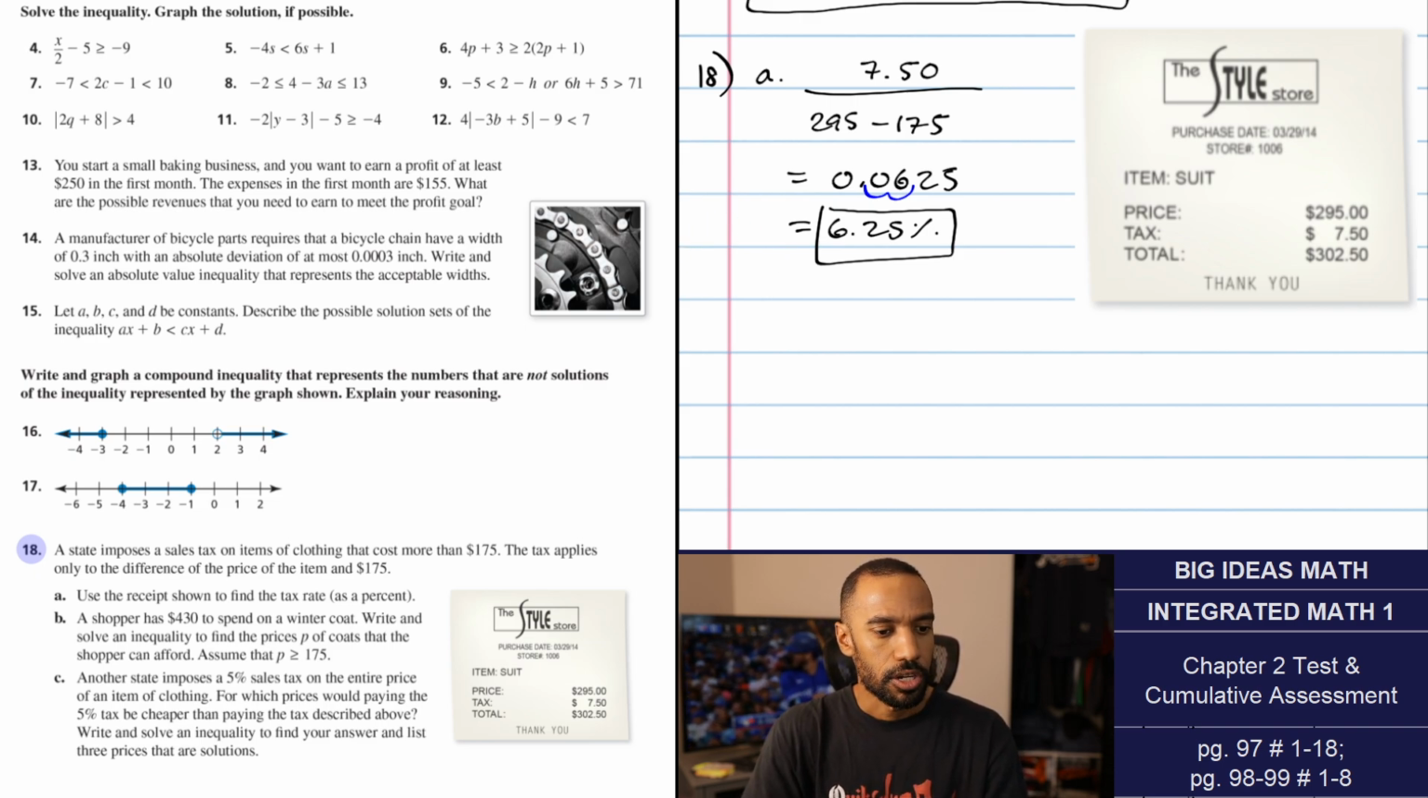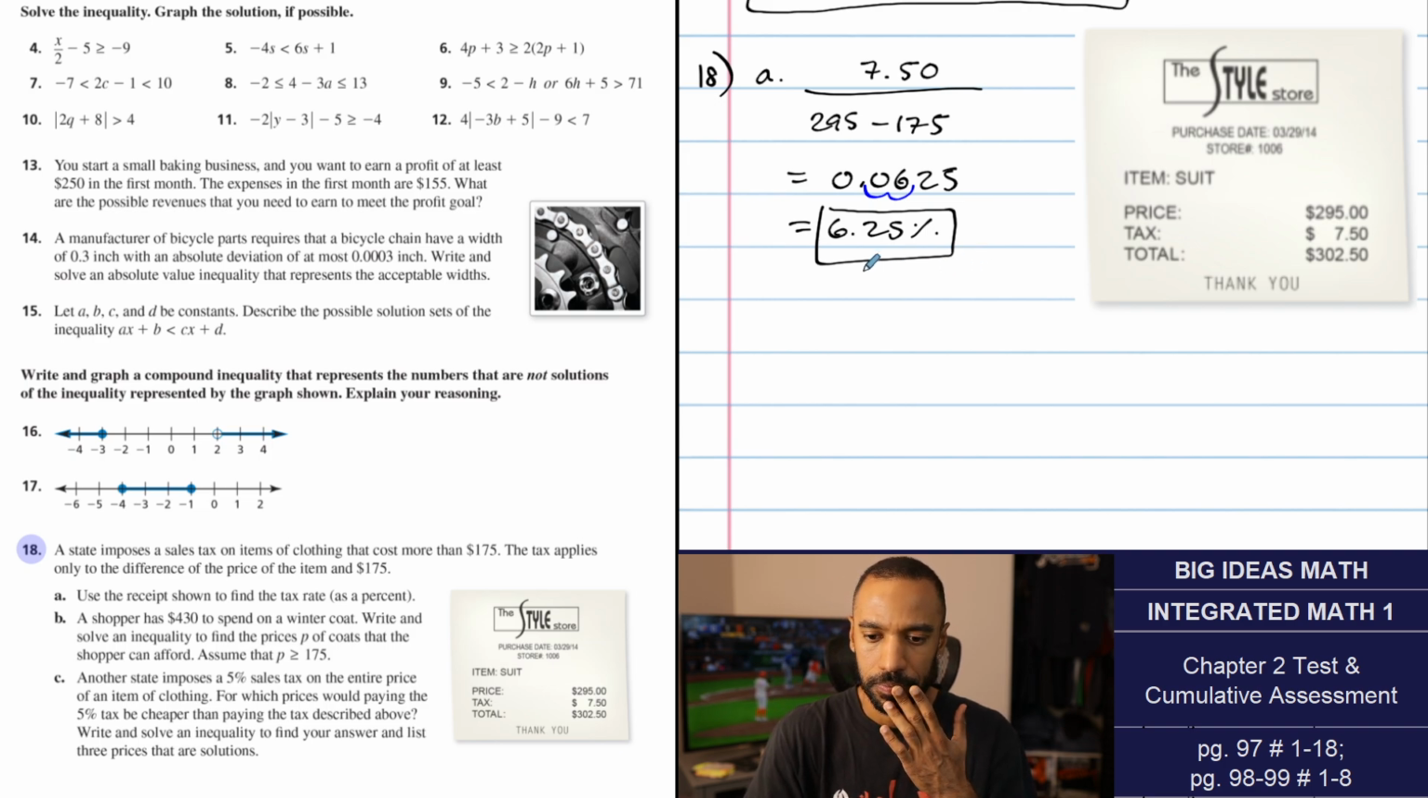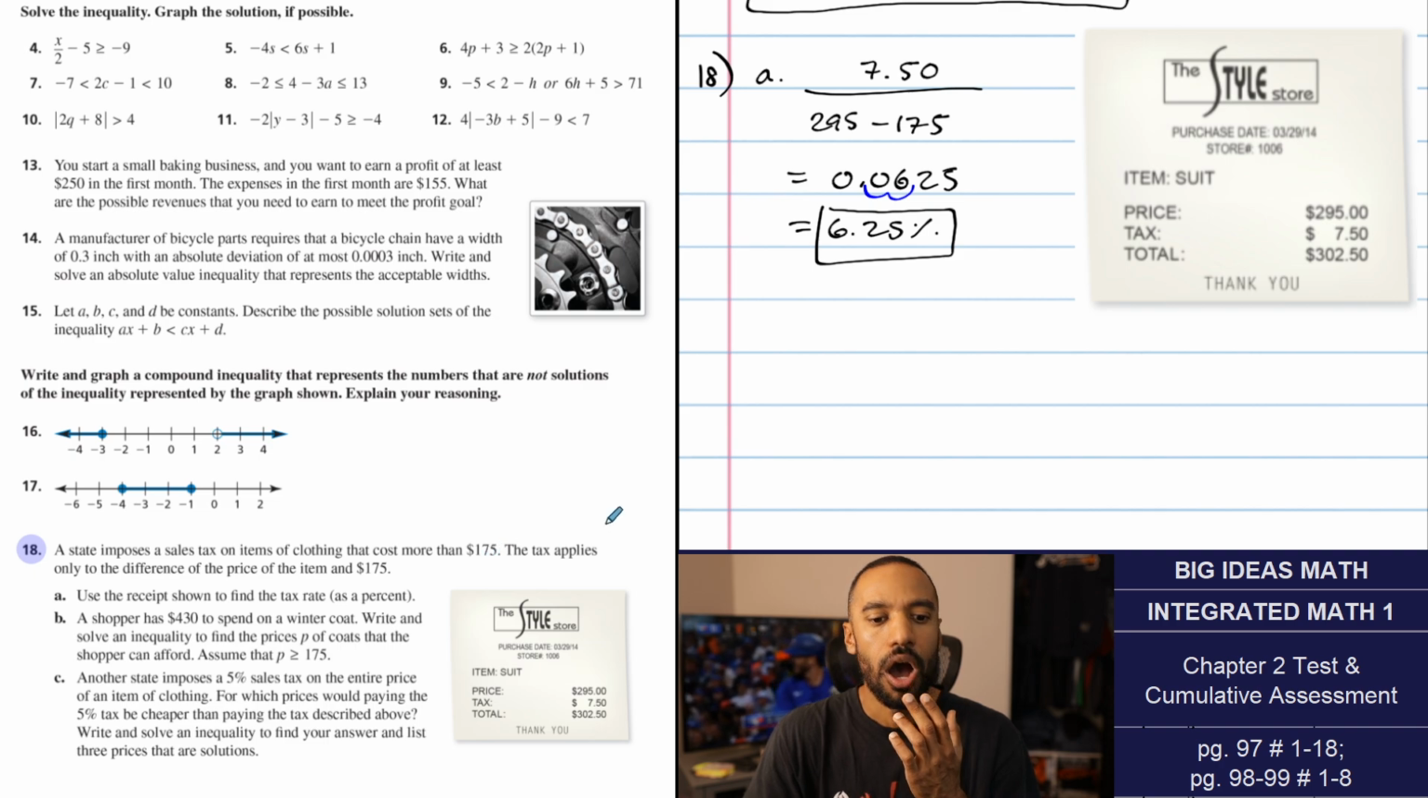Part B. A shopper has $430 to spend on a winter coat. Write and solve an inequality to find the prices of coats that the shopper can afford. Assume that P is greater than or equal to 175. I'm kind of confused on this, actually. Hold on a second.